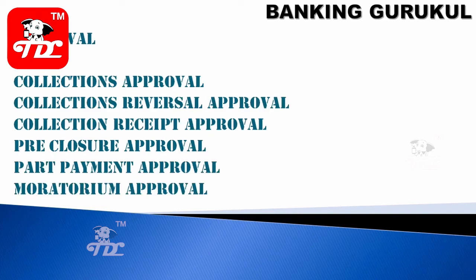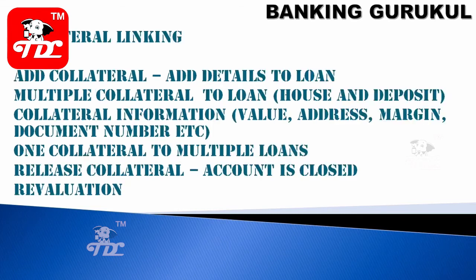So what types of approvals are available in LMS? Because in banking every transaction should be processed through the maker checker concept. So all the transactions should be approved by the checker. So collection approval, collection reversal approval, collection receipt approval, pre-closure approval, part payment approval, moratorium approval, everything will go to the checker. The checker has to verify, then only the transaction will be completed.